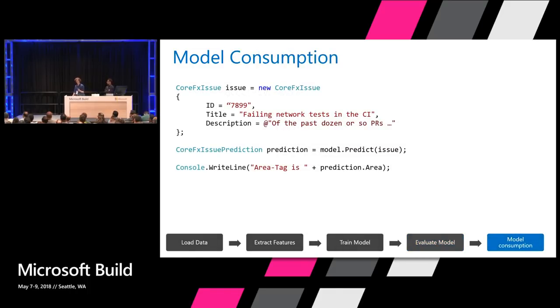So we're pretty happy with our model. 73% is great. And now we're going to bring it into production. And the way we do that is as an issue comes in, we just do model.predict on that new issue. And then we have prediction.area to tell us what the appropriate label is.